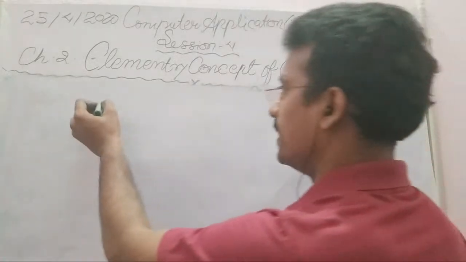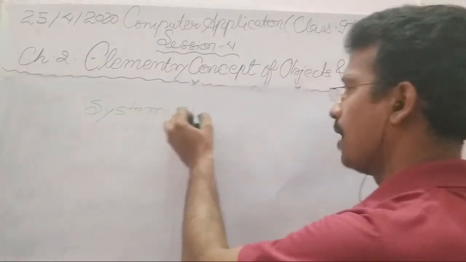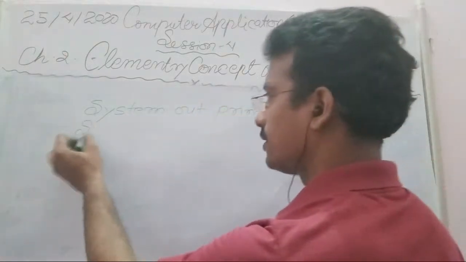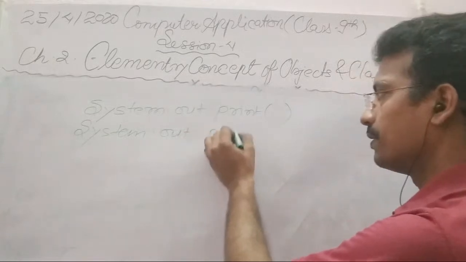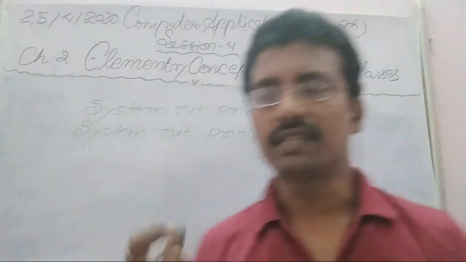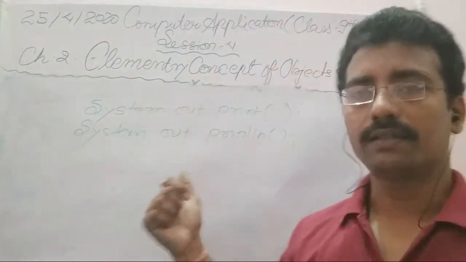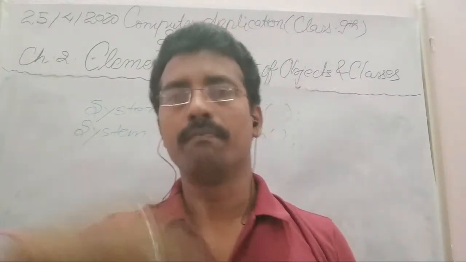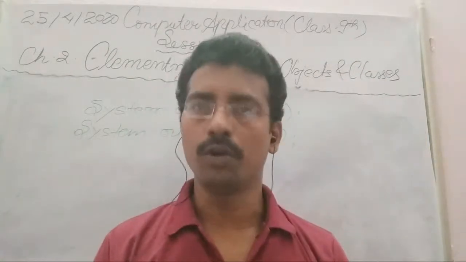We have two statements in our programming: System.out.print and System.out.println. These are the statements which are used for multiple purposes. These statements are called output statements. They produce the result and messages on the screen, and they perform calculations also.